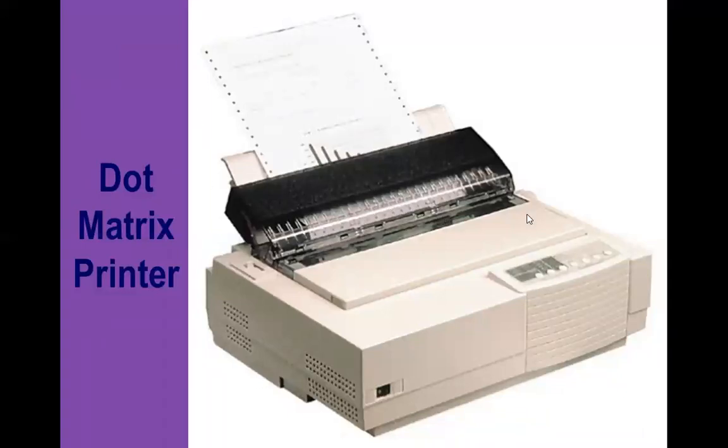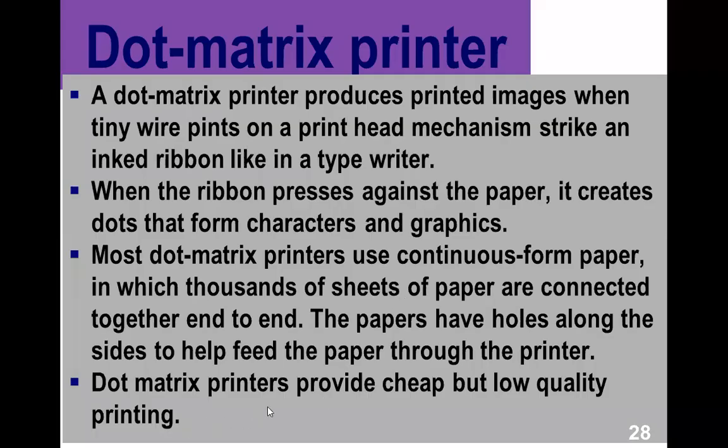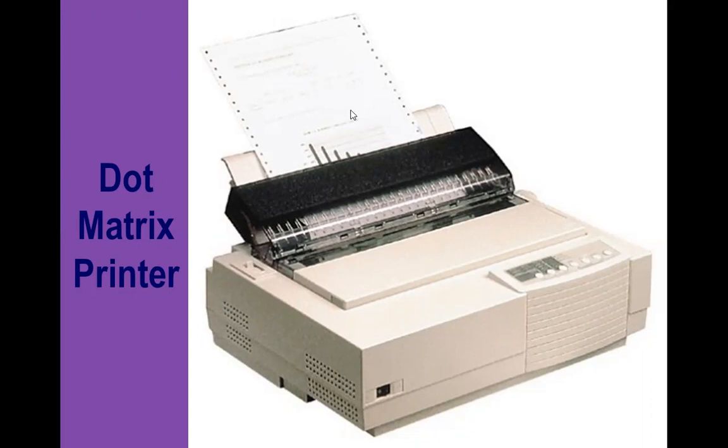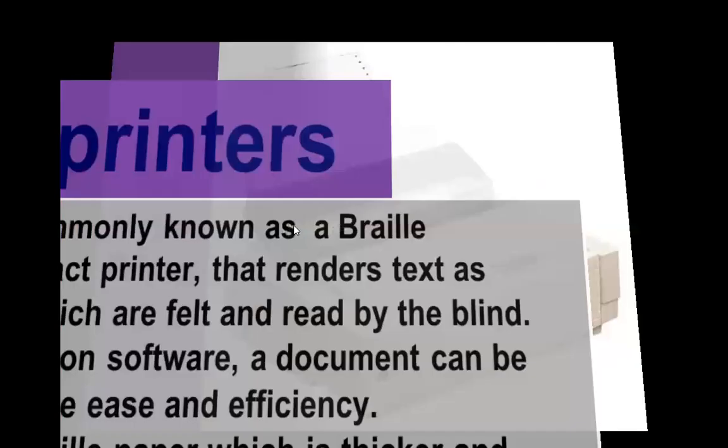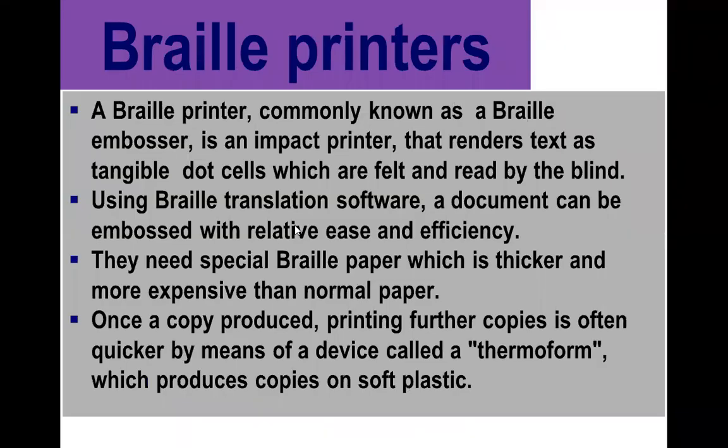So this is an example of a dot matrix printer. You see the holes on the paper. This is how it looks. However much it is cheap, it produces low quality printing, because when you look at the paper being printed, it's not as clean as paper printed by any other printer.